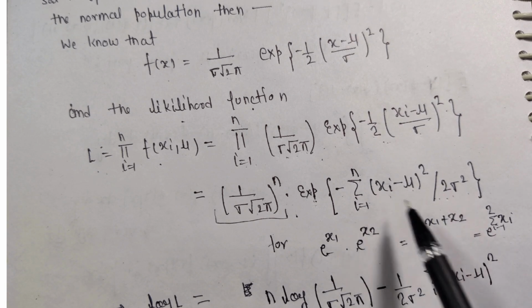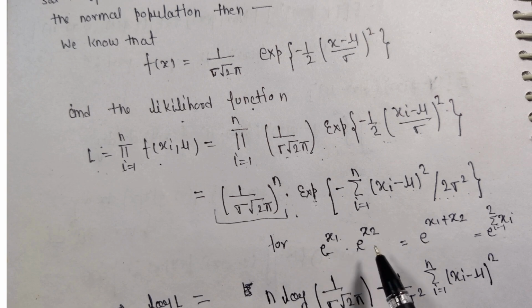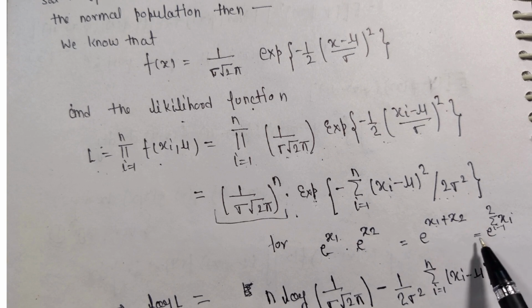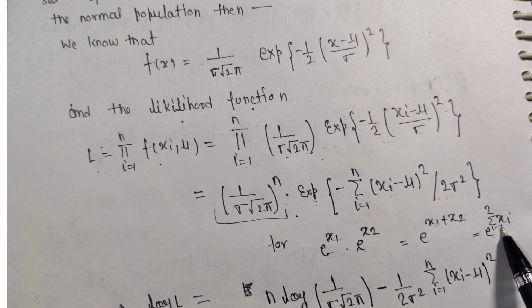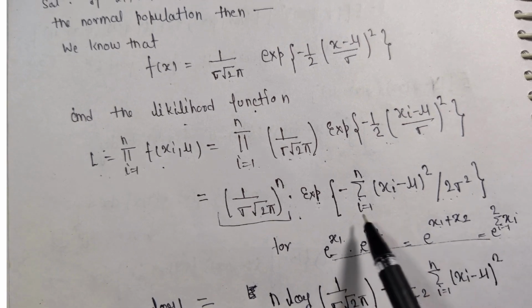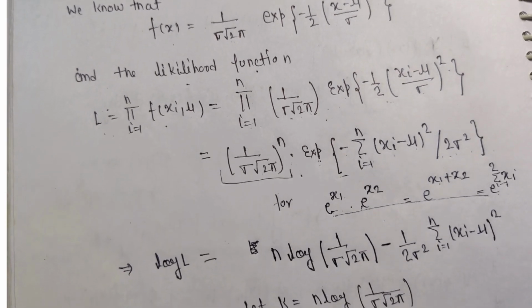Is it clear? So now you can simply see here, let's suppose the first term is e to the power x1 and the second term is e to the power x2, and we are multiplying these two terms. So you can write it as e raised to the power x1 plus x2, that means it is equal to e to the power summation of xi. So using this concept we are writing this one. Okay, is it clear?